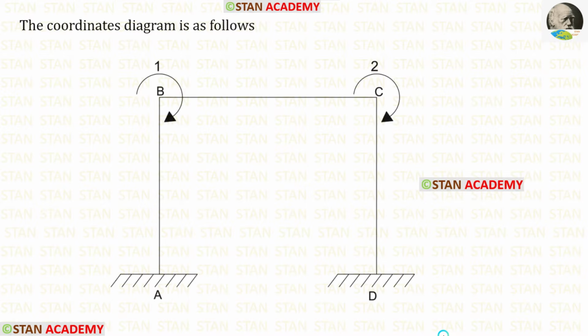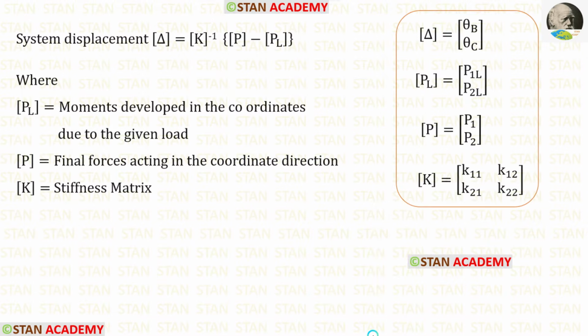Now let us make the coordinates diagram. In this analysis, there are two coordinates. They are in the points B and C. Because in these points only we have slope, the coordinates should be made in the clockwise direction. Let us see the formula to find the slope values. Delta matrix is equal to K matrix inverse into P matrix minus PL matrix. Inside the delta matrix, we will have theta B and theta C.